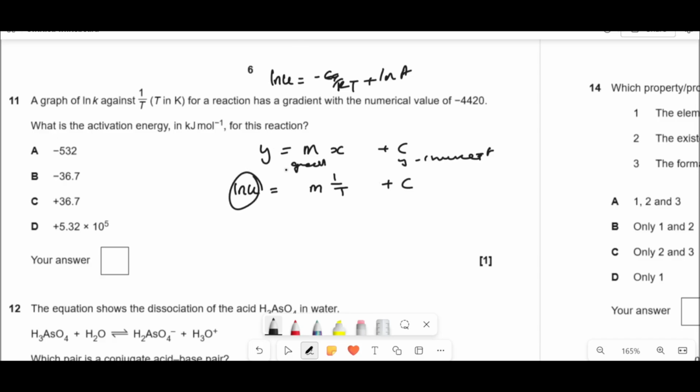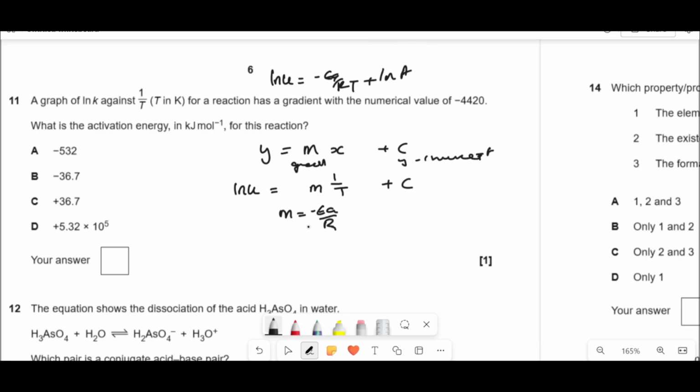ln k and ln k are the same here. We have 1 over T here, but here we have minus Ea over R. Side by side, if we're comparing, that means that the m has to be minus Ea over R, because if you times that by 1 over T, you get this. And the minus bit as well, because remember that this y equals mx plus c is positive. So that means the m is this. And also, whatever's left over, the plus c, is plus ln A, right?